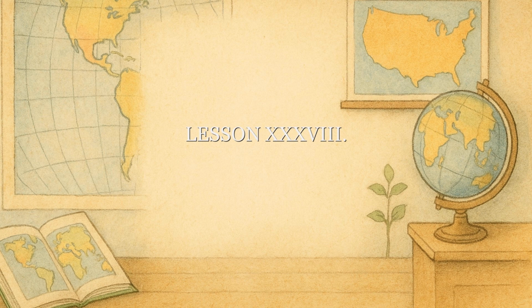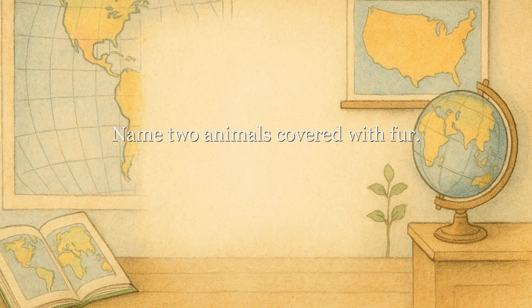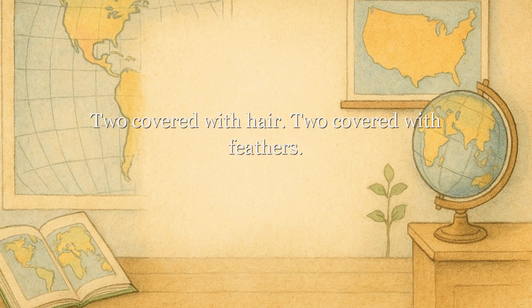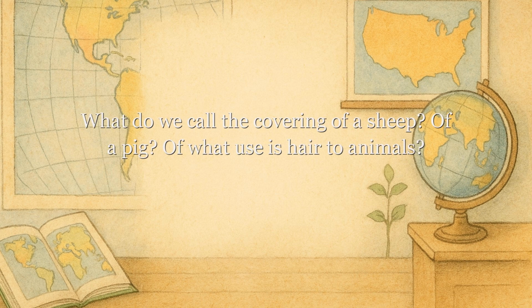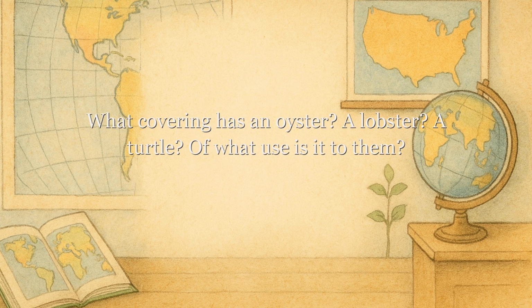Lesson XXVI. The covering of animals. Name two animals covered with fur, two covered with hair, two covered with feathers. What do we call the covering of a sheep? Of a pig? Of what use is hair to animals? What covering has an oyster, a lobster, a turtle? Of what use is it to them?